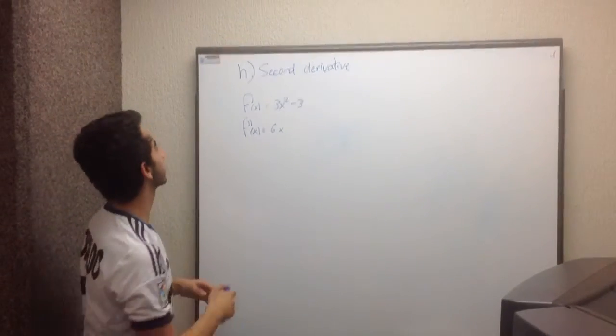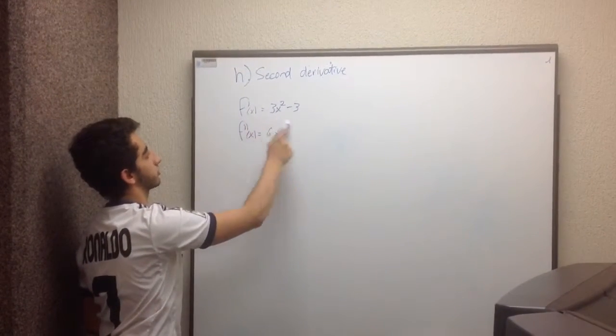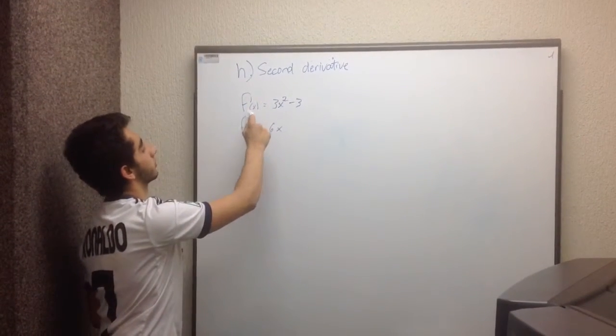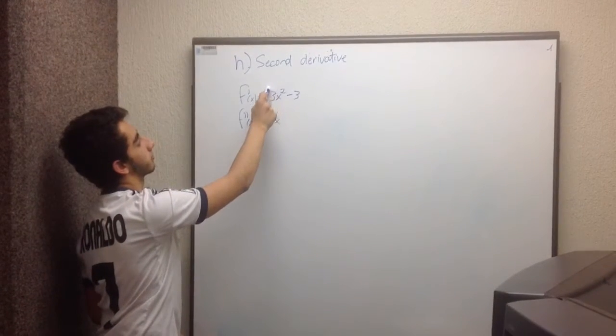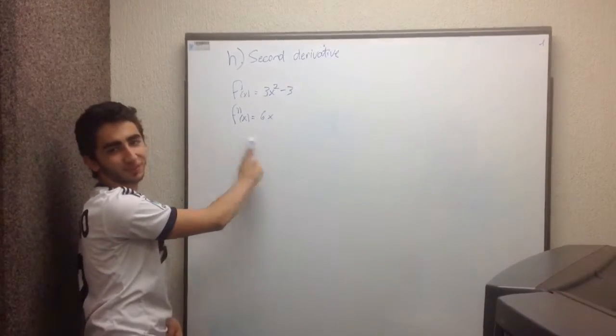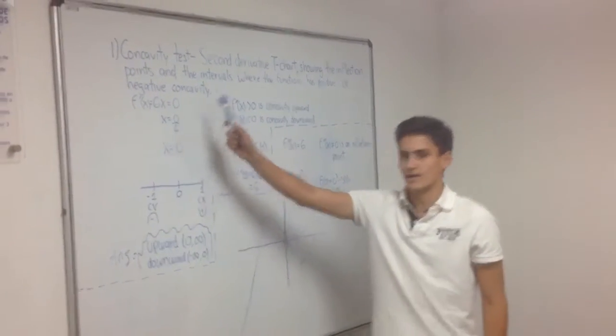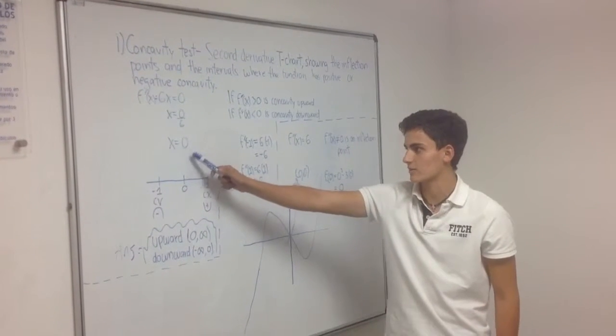Okay, in this point we have to find the second derivative, and this is the first derivative. So we multiply 2 for 3, we have 6x. This is the second derivative. For the concavity test, we're going to use the second derivative and isolate x. So we got that x is equal to 0.